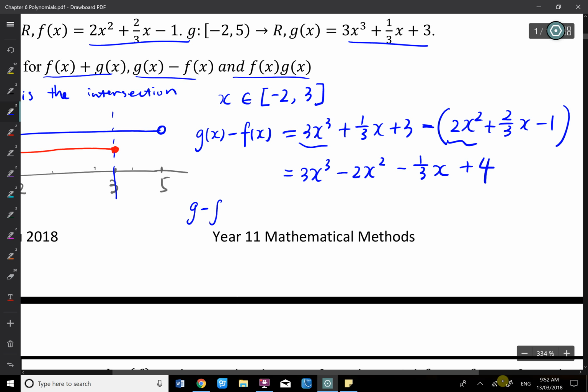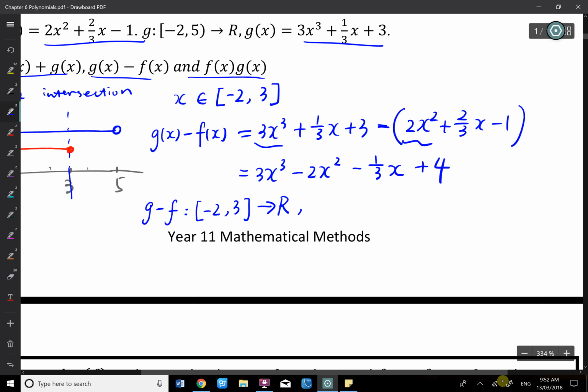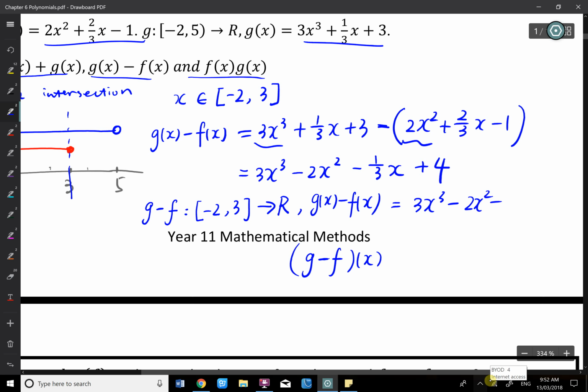If you want to talk about the function notation, you say g minus f, x belongs to -2 to 3 mapping to R, comma g(x) minus f(x). Or you can say (g minus f)(x). I can write it that way as well. That equals 3x cubed minus 2x squared minus a third x plus 4.